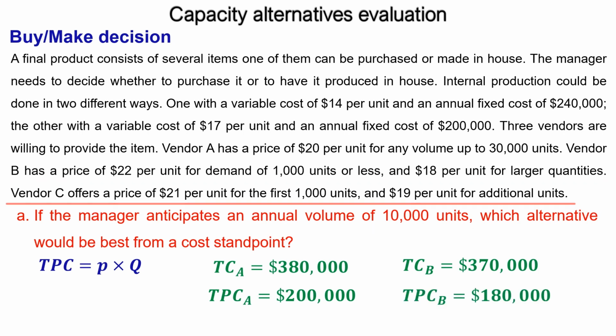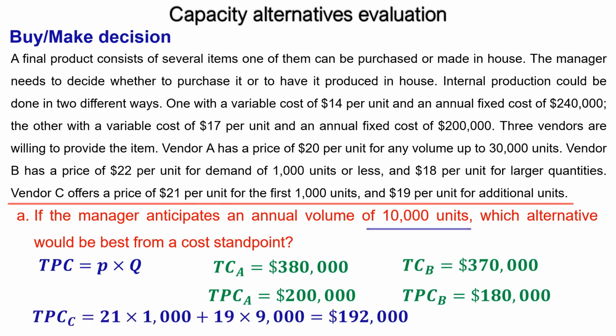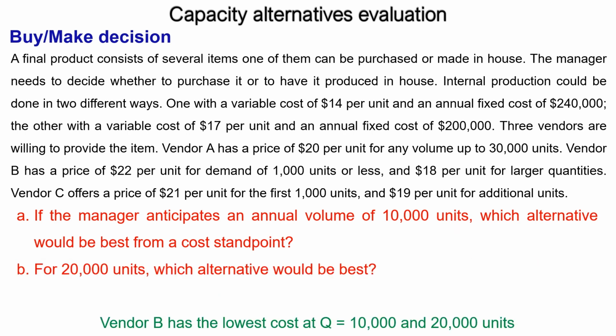For vendor C, he offers 2 prices as well, $21 for the 1,000 units and $19 for any additional units. So, TPCC equals 21 multiplied by 1,000 plus 19 multiplied by 9,000 equals $192,000. After finishing these calculations, it is clear that vendor B has the lowest cost at Q equal to 10,000 units as we concluded previously from the graph.